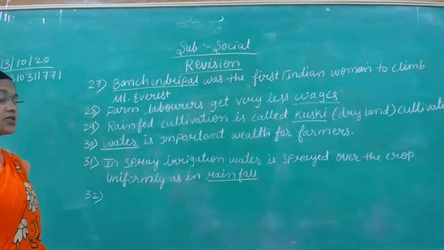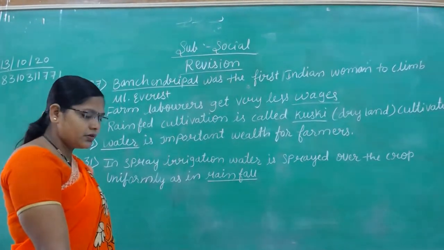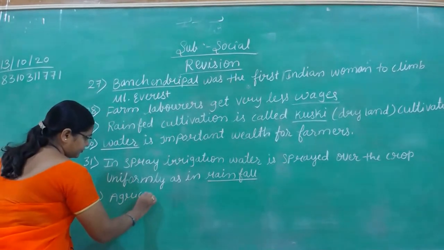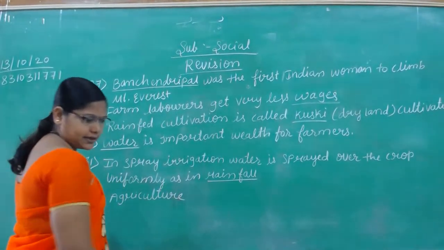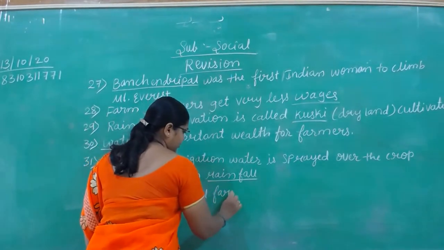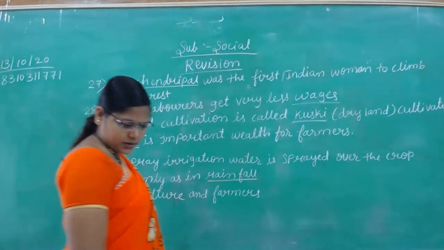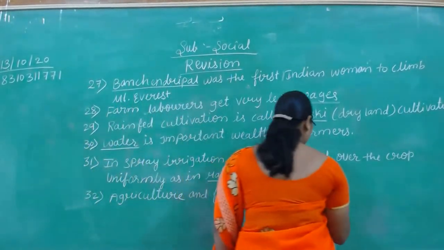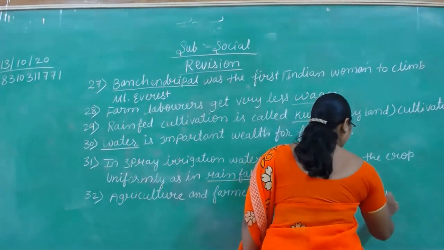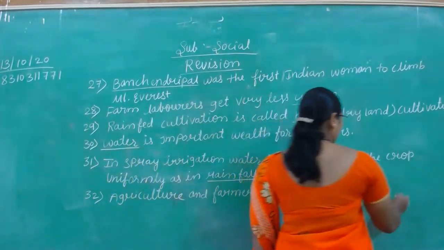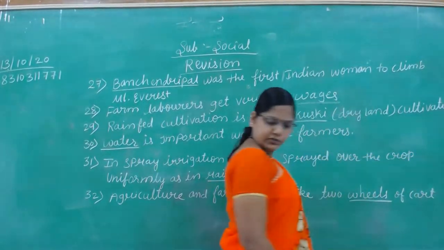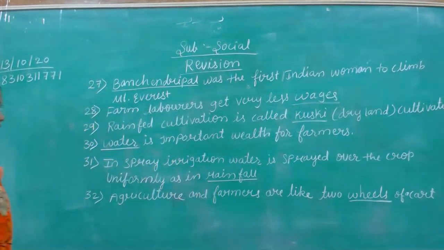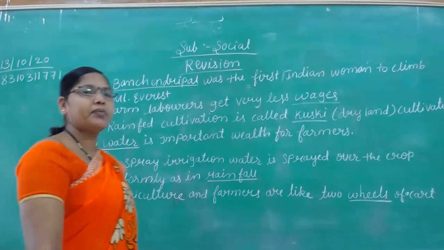Next, last fill in the blanks. 32. In the agriculture, agriculture and farmers are like two wheels of a cart. See here, last in the lines, agriculture and farmers are like two wheels of a cart.